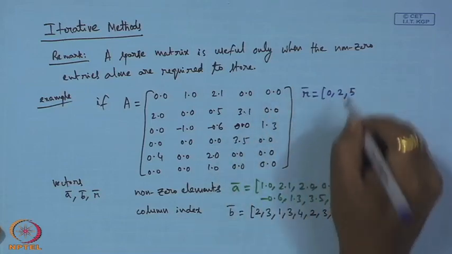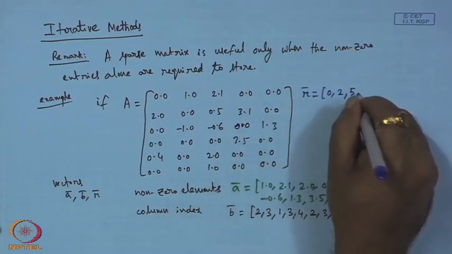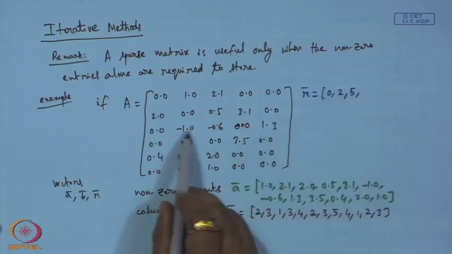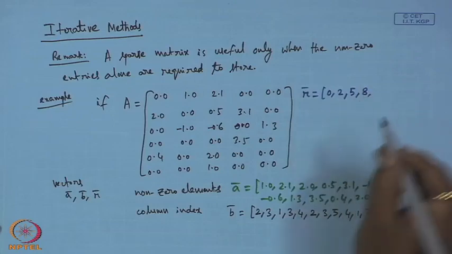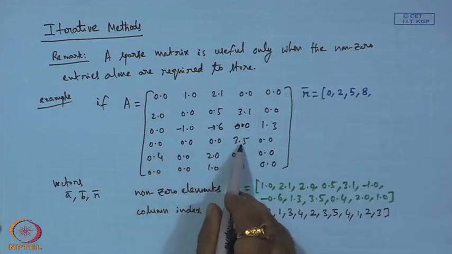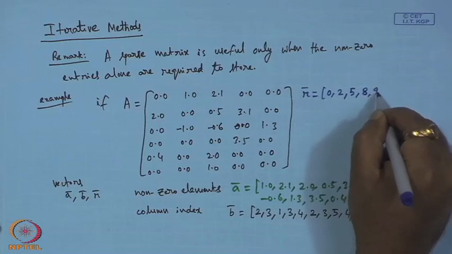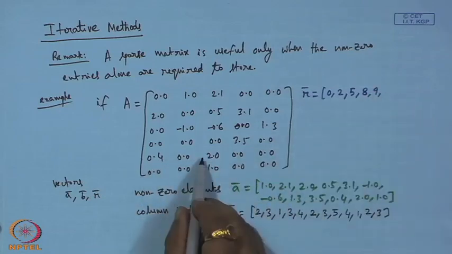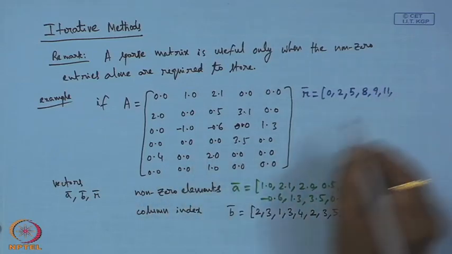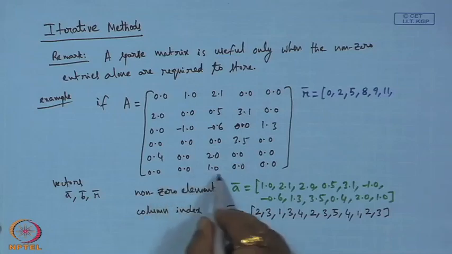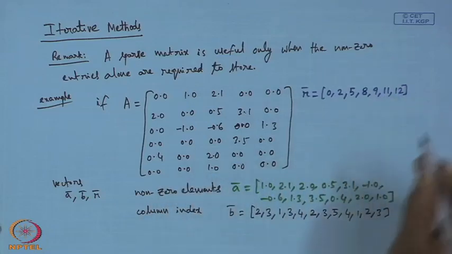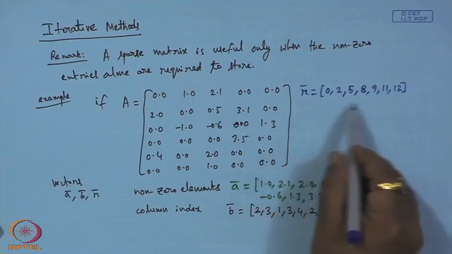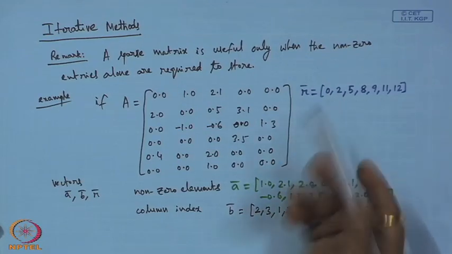So, 5 must come here. Okay. Then similarly here, how many? 1, 2, 3. So, we must have 8 here. Then here how many? Only 1. So, 9, and here 2. So, 11, then 1. We want to maintain the same dimension, so that is the reason.